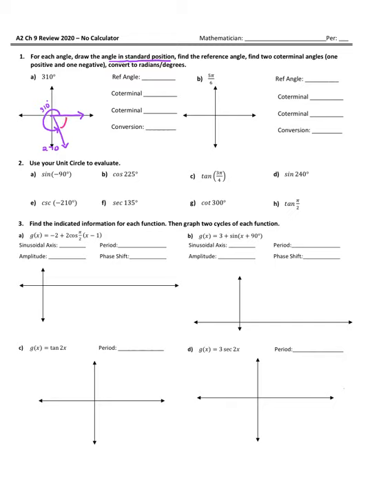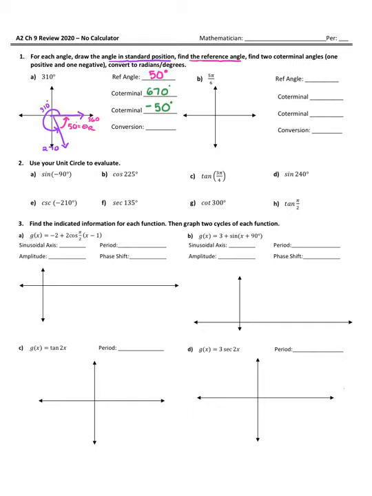That means your reference angle is the distance to the nearest x-axis. And if this is 310 and this is 360, my reference angle is going to be 50 degrees. And now to get the two coterminal, so that was the reference angle. The two coterminal angles, one positive, one negative, since this is degrees, you're going to just add and subtract 360. So that would give me 670 if I add 360 and negative 50 degrees if I subtract 360.